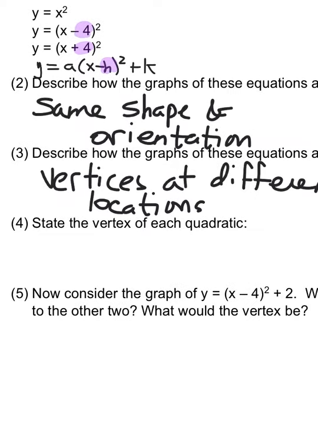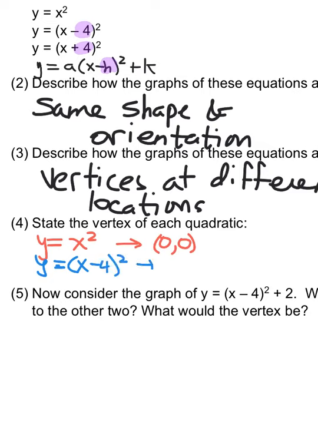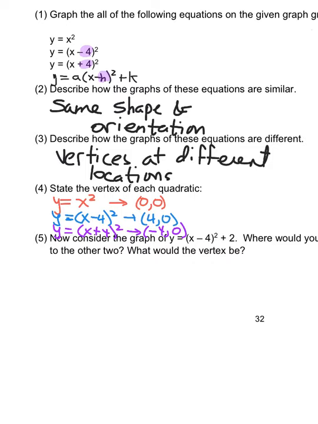I'm going to itemize it here a little bit. Y equals x squared: vertex 0, 0. The second one was y equals x minus 4 squared: 4, 0. And y equals x plus 4 squared: negative 4, 0. So this is just another look at pretty much what we've been working on over the last few days. It's just in more of a graphical sense.